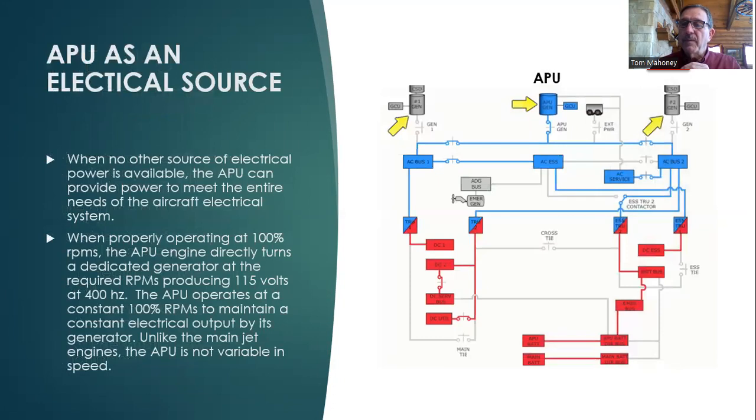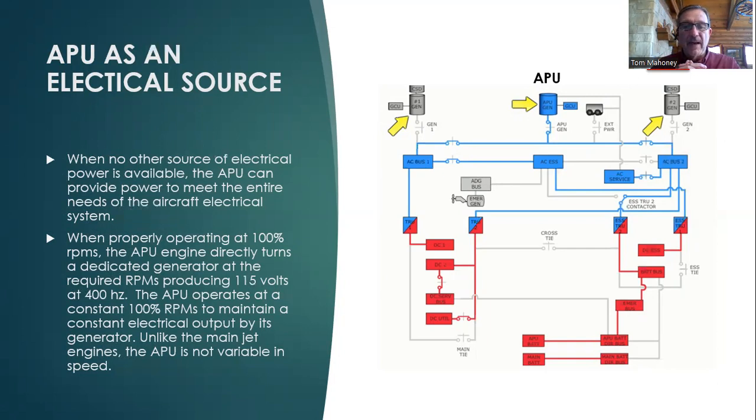So I'll pull this up out of the way. A little better view there of our electrical diagram. APU is an electrical source. When there is no other source of electrical power available, the APU can provide power to meet the entire needs of the aircraft electrical system.